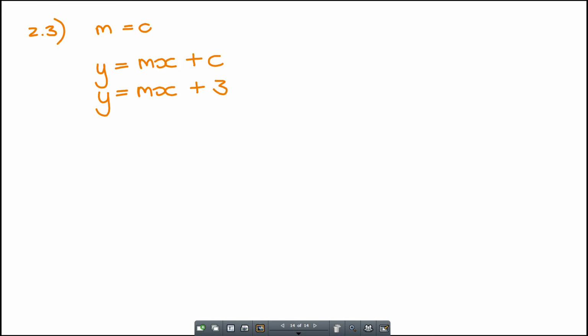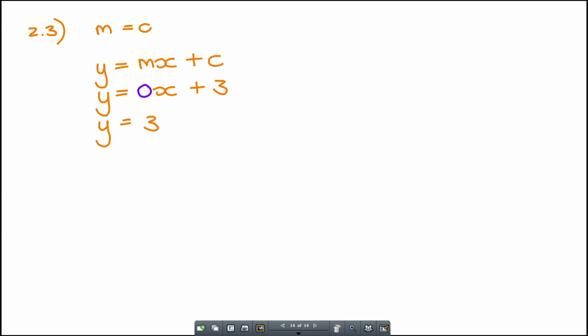Daai vergelyking van daai lyn gaan net wees y is gelyk aan 3. Y is equal to 3. So what I need to do is this gradient will have to be 0x. Want 0 maal x geef my 0 en 0 plus 3 geef my daai 3.